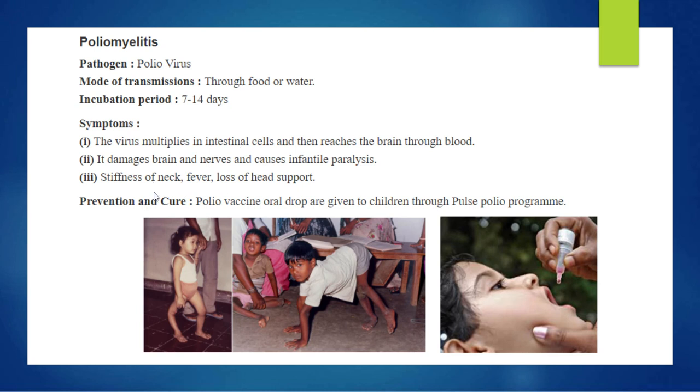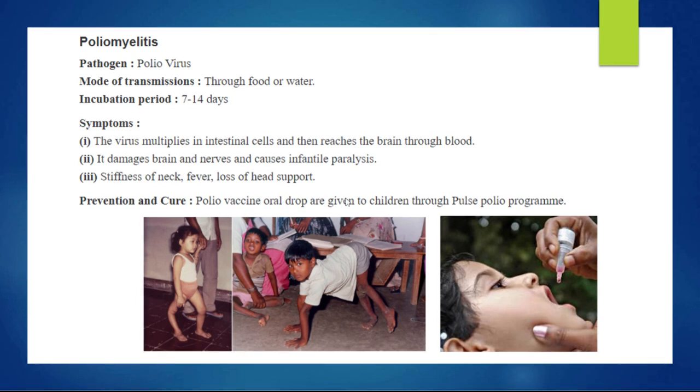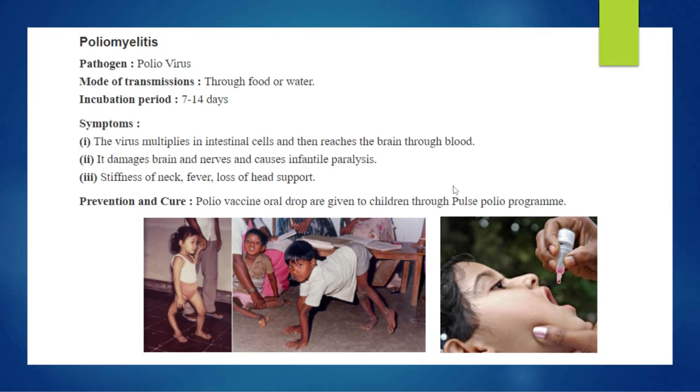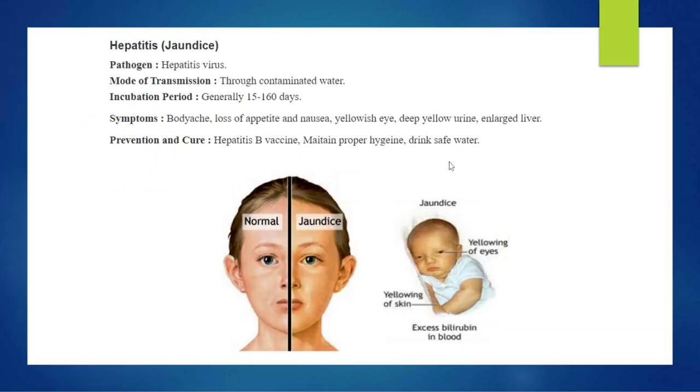Okay, so how to prevent this? By using the polio vaccine or oral drops, which can be administered for poliomyelitis. Yes, okay. So next see the hepatitis, the jaundice. Normally, a variety of viruses are present, hepatitis A, hepatitis B. Normally the hepatitis B virus causes the disease called jaundice. The incubation period is 15 to 160 days.